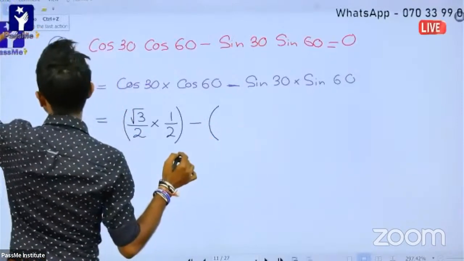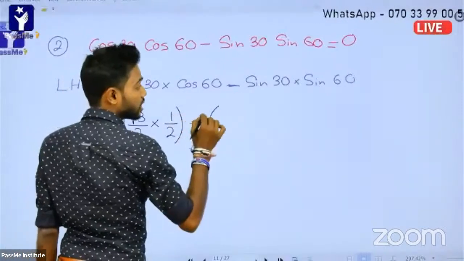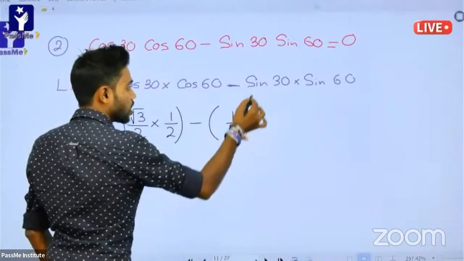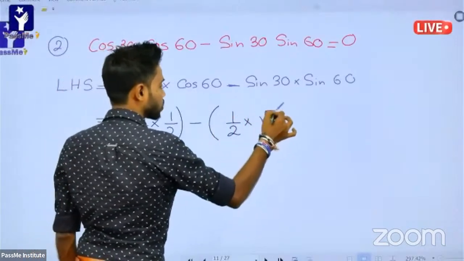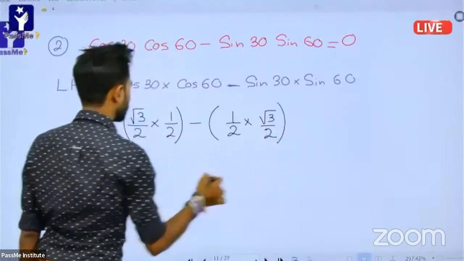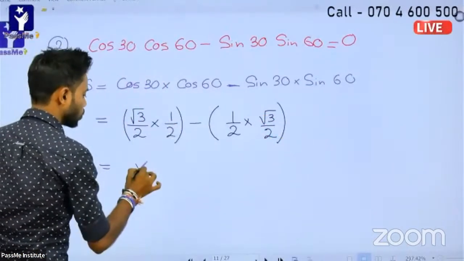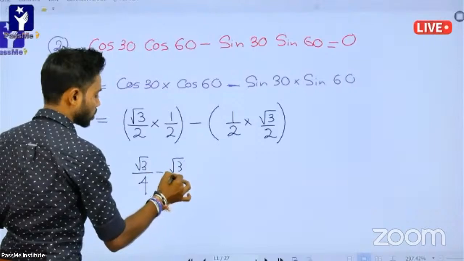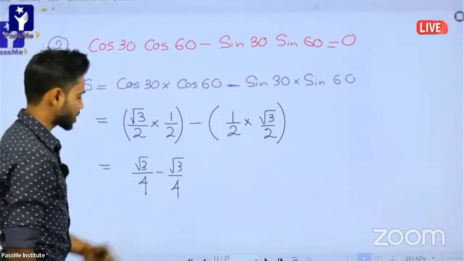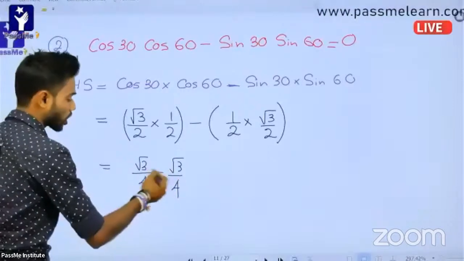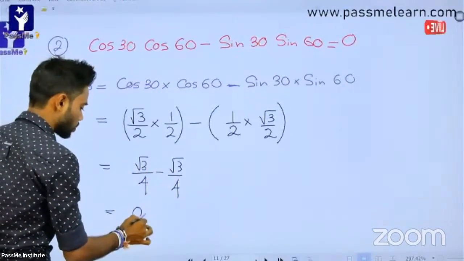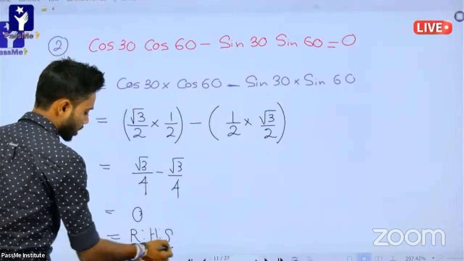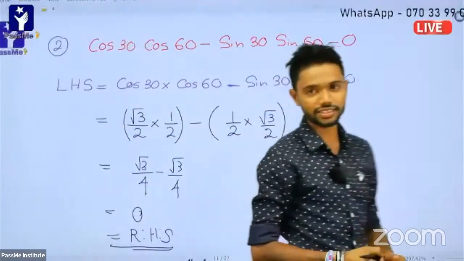And what happens with sine 30 and sine 60? You can simply put half and root 3 over 2 for these two, and you get root 3 over 4 here, minus root 3 over 4. So those cancel out. This one and this one are both equal, so this one minus this one becomes 0. That means it is equal to the RHS. The question is completed. The LHS becomes the right hand side, RHS.